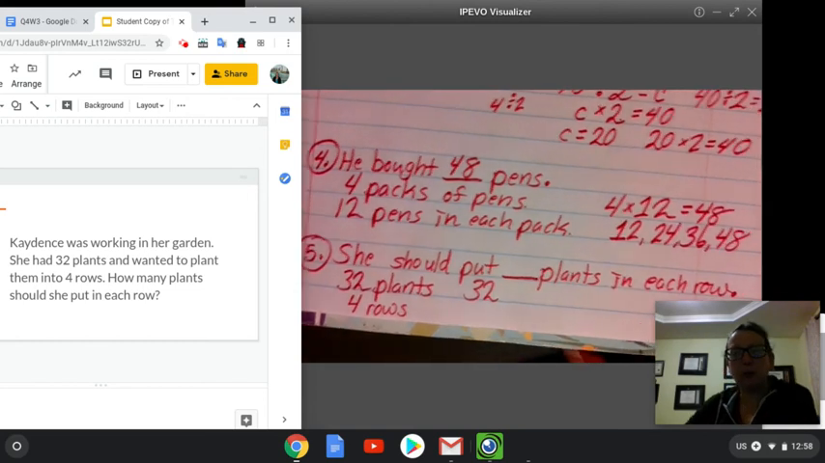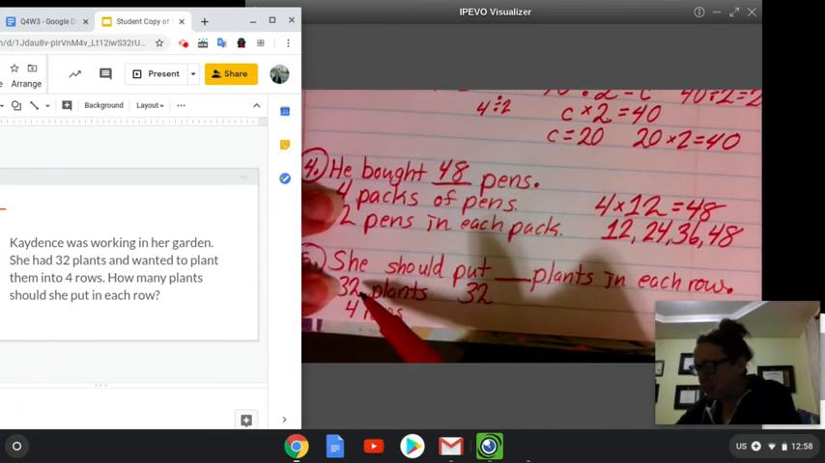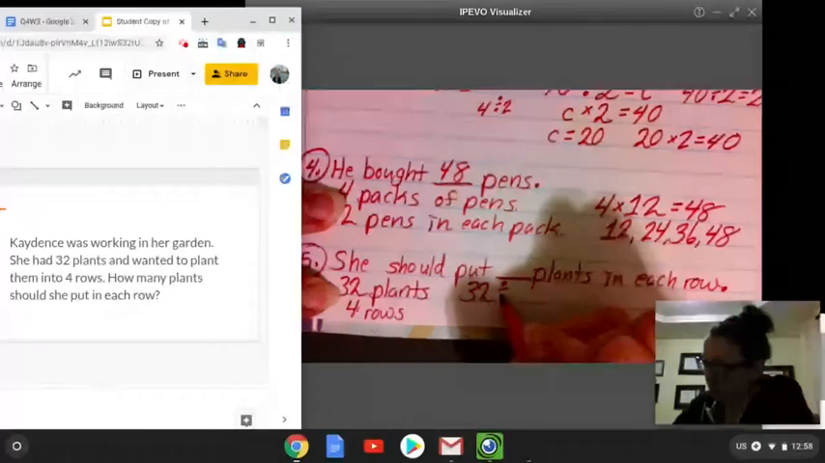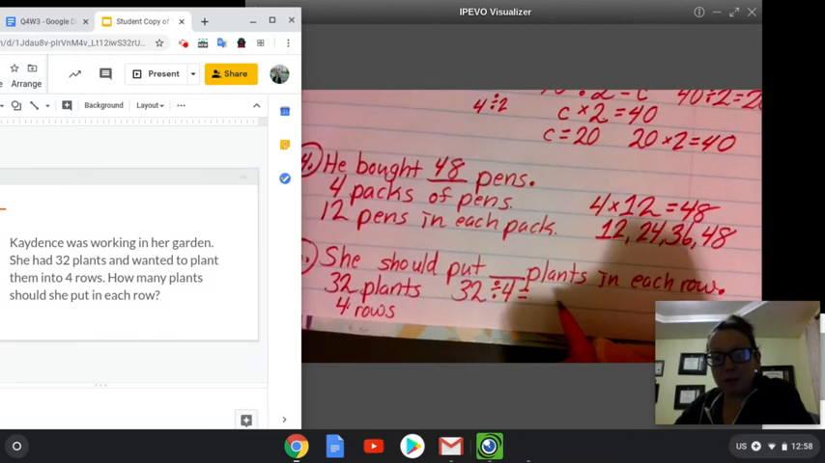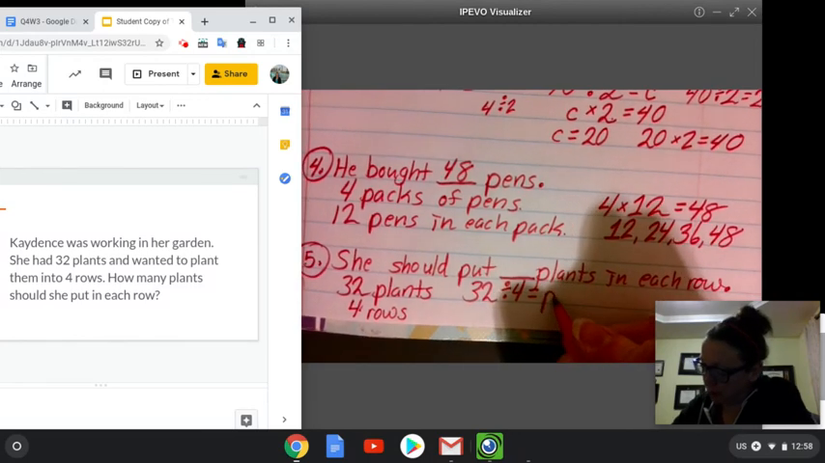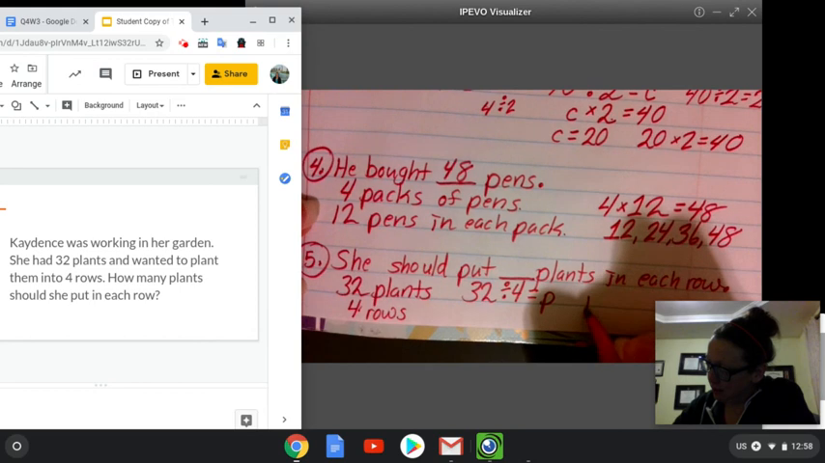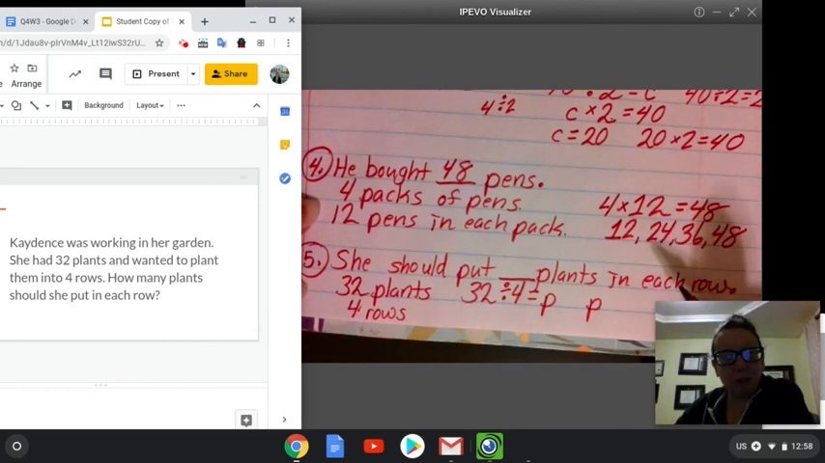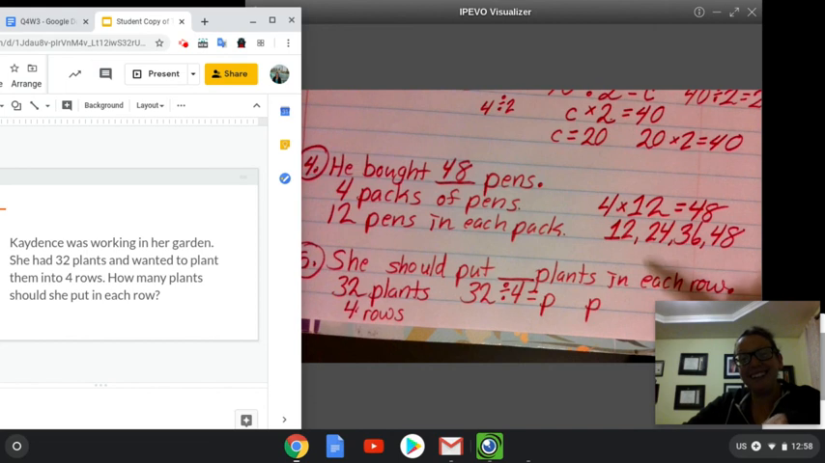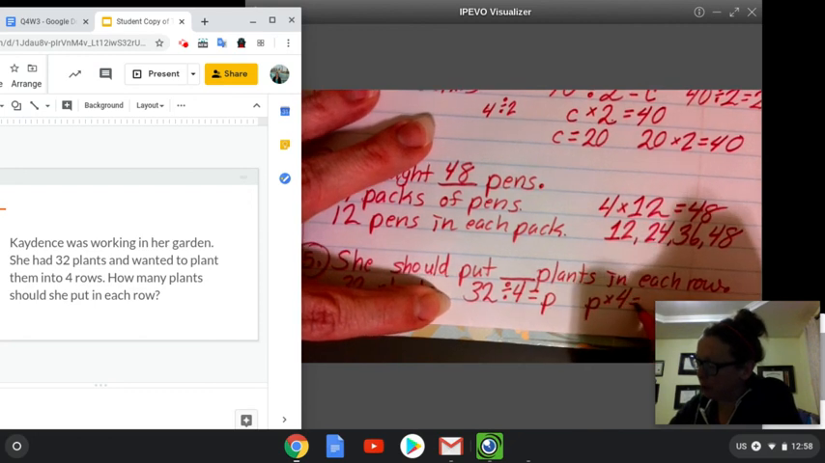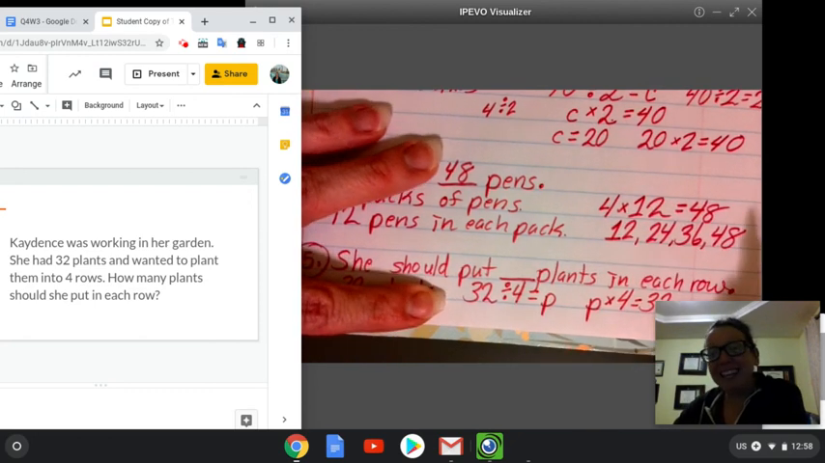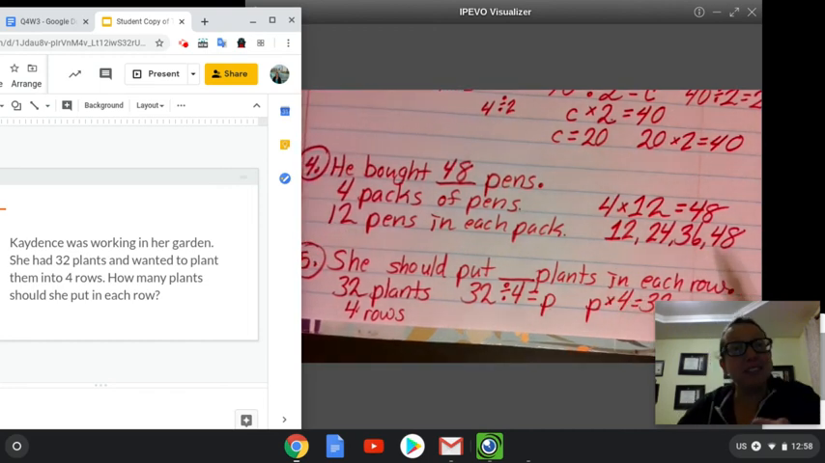When I'm given a total, I know that I'm splitting that 32 into 4 rows. So what I'm really asking myself is 32 divided by 4 equals some number of plants. If I want to use the inverse operation, what is the inverse of division again? Inverse, which means opposite. Great, multiplication. So some number times 4 equals 32. I can skip count by 4 until I get to, great job, 32.